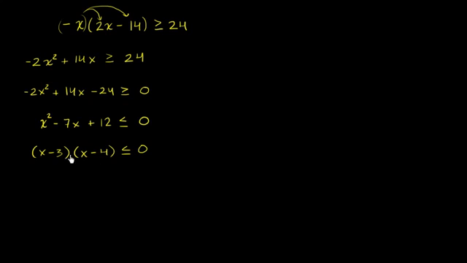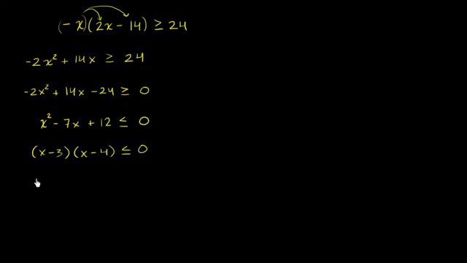If the product of two things is less than or equal to 0, what does that tell us? What do we know about it? Well, that tells us that either one or both of them is 0, or they have different signs. The only way that you're going to get less than 0 is if one is positive and the other is negative, or one is negative and the other is positive. So they have different signs. So let's write that down.